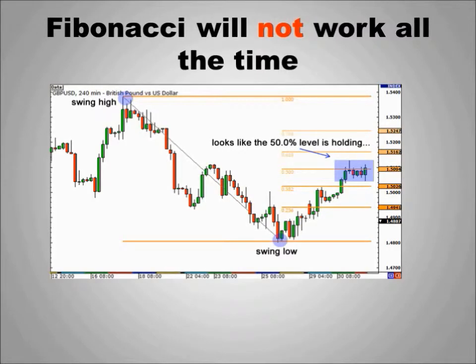Here we have a downtrend. First, we connect the swing high with the swing low. Here we have our levels of resistance. Now, from the retracement of the swing low, the first line of resistance was broken. The second line of resistance was broken. However, the third line is holding.